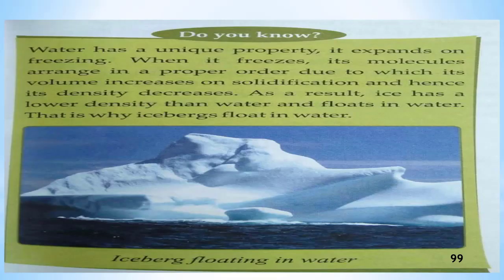Next we have, do you know, water has a unique property. It expands on freezing. मतलब जब water freeze होता है तो वो expand कर जाता है. Expand means फैल जाता है. When it freezes, its molecules arrange in a proper order, due to which its volume increases on solidification. क्योंकि वो एक solid form में आ जाता है, and hence its density decreases. साथ ही जैसे ही water ice में change होता है, उसकी density decrease हो जाती है. So as a result, ice has a lower density than water and floats in water. So what is the reason why iceberg float in water? Because of its lower density.